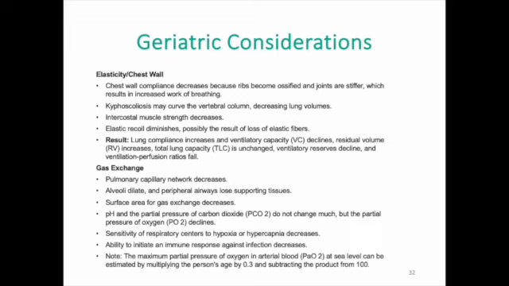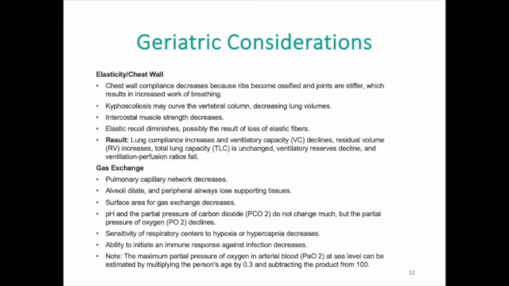In terms of gas exchange, our pulmonary capillary network will decrease, our alveoli dilate as we age, and peripheral airways will lose supporting tissue. The surface area for gas exchange will also decrease. The pH and partial pressure of carbon dioxide don't really change much. However, the partial pressure of oxygen will decline. The sensitivity of respiratory centers to hypoxia or hypercapnia will also decrease. Ability to initiate an immune response against infection will also decrease.